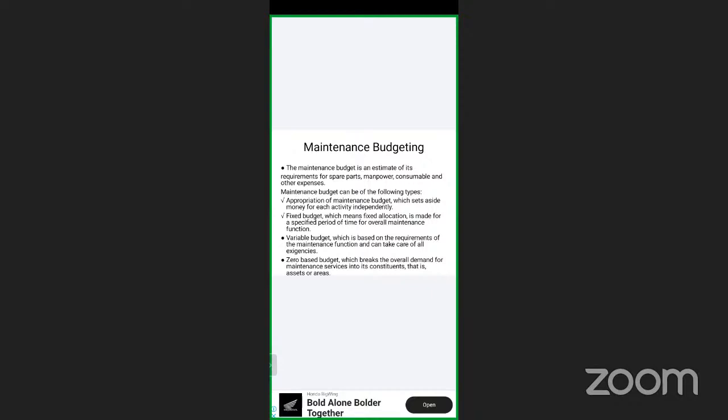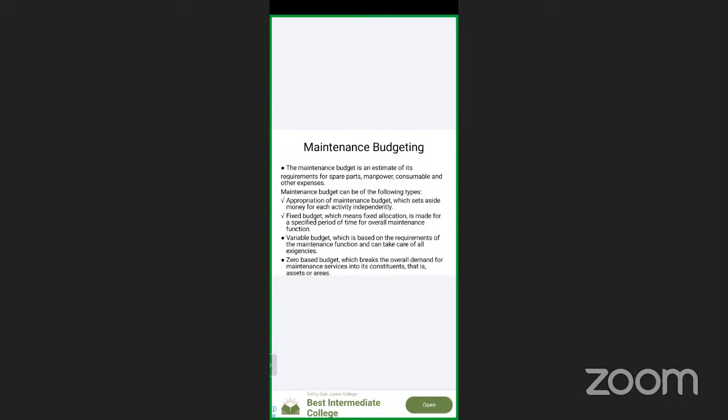The maintenance budget is an estimate of the requirement for spare parts, manpower, consumables, and other expenses. So you're making a budget for all the things: material, labor, overheads, expenses, manpower, whatever you require. Based on different criteria, maintenance budgets are of different types. Let us see the different types in this slide.